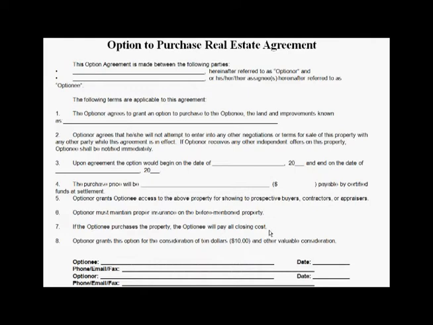Number 7, if the optionee purchases the property, the optionee will pay all closing costs. That's basically saying that you or your end buyer will be paying all closing costs on this deal. The reason you want to structure your deals like this is because you want the seller to get a net price, basically meaning if you settle on a purchase price of $20,000, you want him to get $20,000 at closing, pending any liens or judgments against the property, because you don't want there to be any disputes or problems at closing.